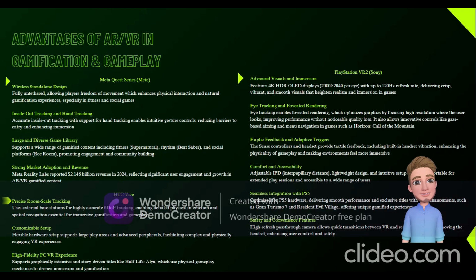In the case of Meta, you can enjoy AR and VR experiences. And you know that Meta is one of the market leaders. They are generating a large amount of revenue, and though PlayStation VR 2 is a market leader, Meta is not less than that. Based on their wireless technologies, they are generating more revenue, and the user experience is also good in the case of Meta.